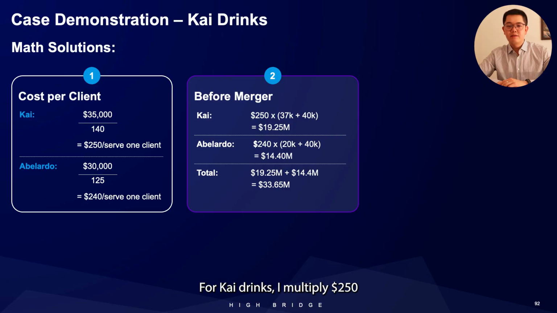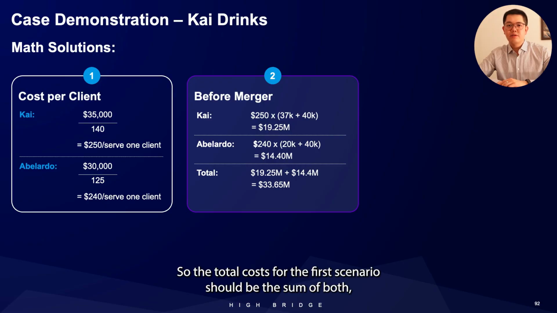For Kai Drinks, I multiply $250 by the total number of clients they will serve, which is 77,000, and this gives a total cost of $19.25 million. For Abelardo, multiplying $240 by 60,000 total clients to be served gives a total cost of $14.4 million. So, the total cost for the first scenario is the sum of both, which is $33.65 million.